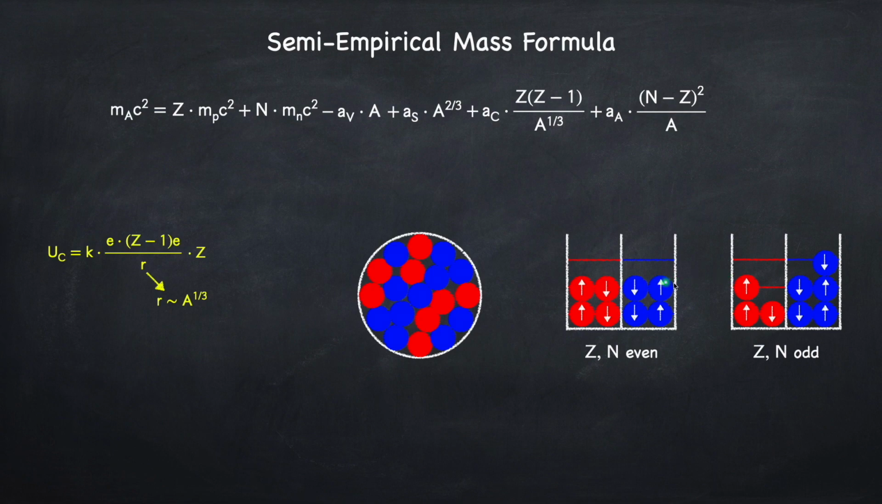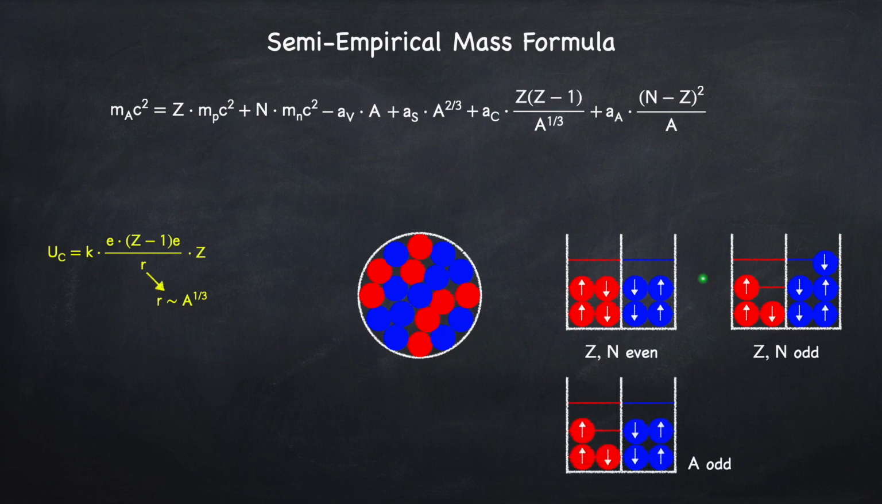So in both of these cases, A, the atomic number, the number of nucleons, is even. There's one more possibility, which is that A is odd. So we have an odd number of nucleons.